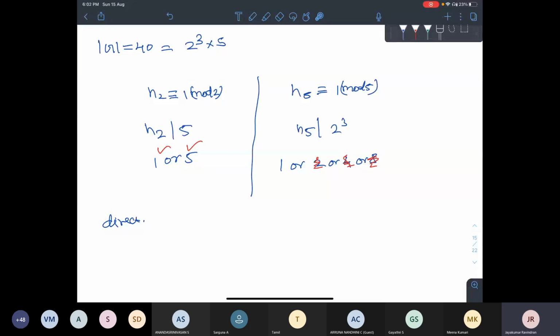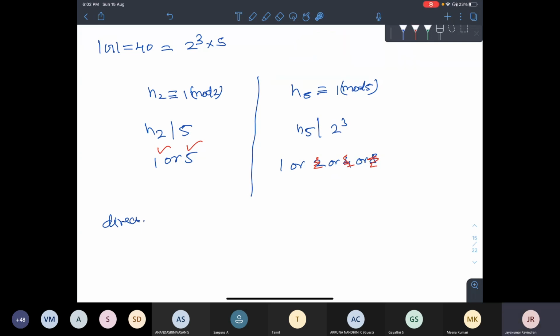Okay, let's go. 40. 40 is a direct method. Okay, 40 is the direct method. See, this is not pq type. That is not p squared q type. This is not p power alpha. This is not pqr type.